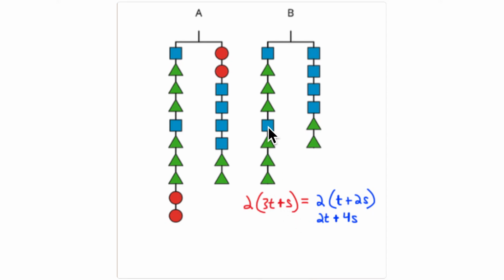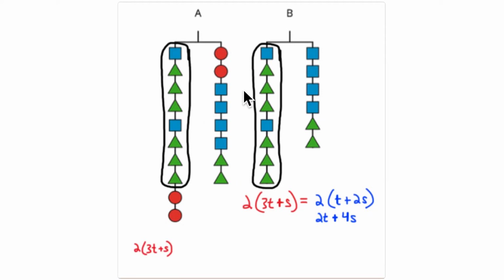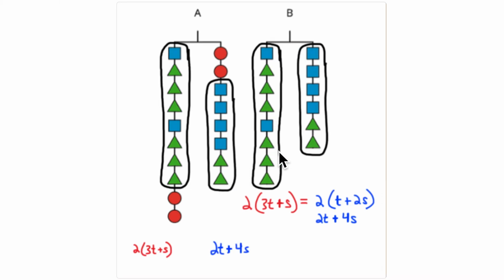All right, so now we have 2 groups of 3 triangles plus a square, and we have 2 triangles plus 4 squares. Now to get back to here, do we see these 2 groups of 3 triangles plus a square somewhere? Yes, we do. It's right here. So this left side we can write as 2 times 3 triangles plus 1 square. It's the same as this right here. And we should also be able to see this right here, which we do. This is 2 triangles plus 4 squares.